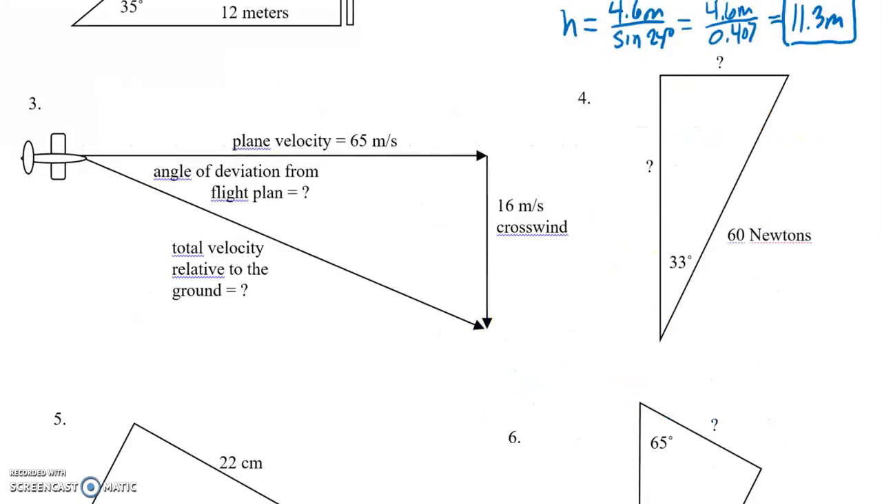Let's look at number 3. These problems, for some reason, can trouble students, the ones that involve a plane and wind. Just look at the triangle and think of it as just a straight trigonometry problem.